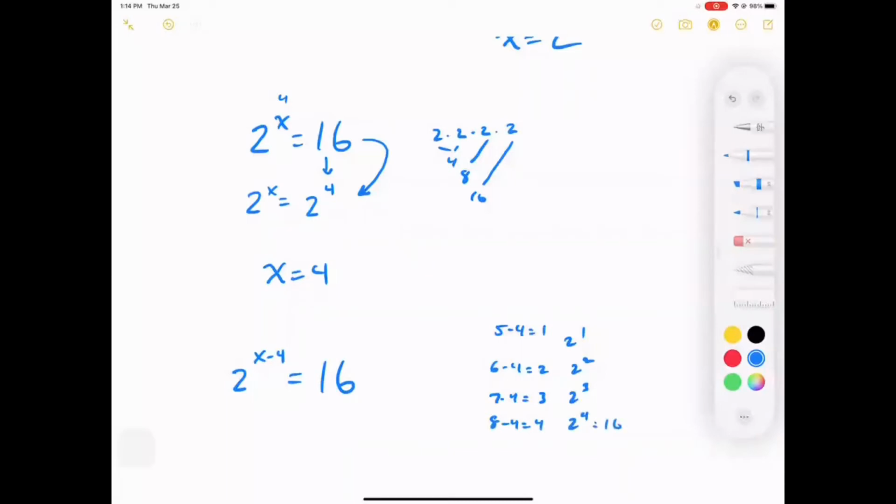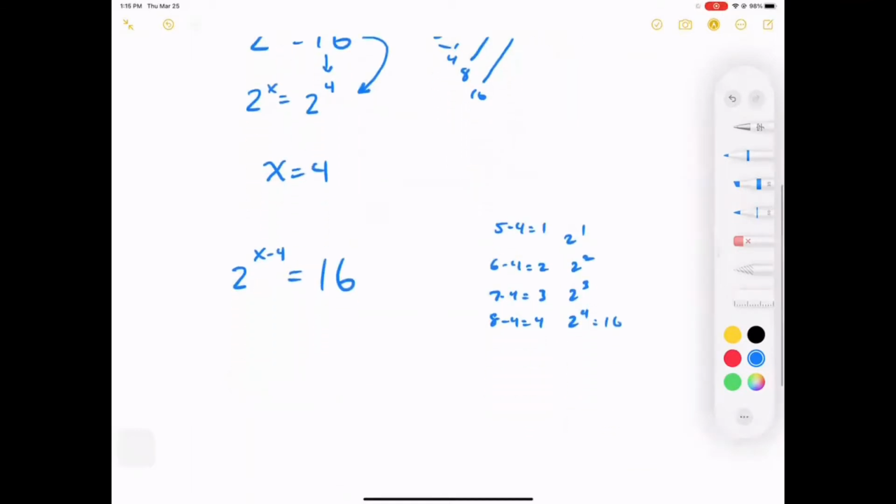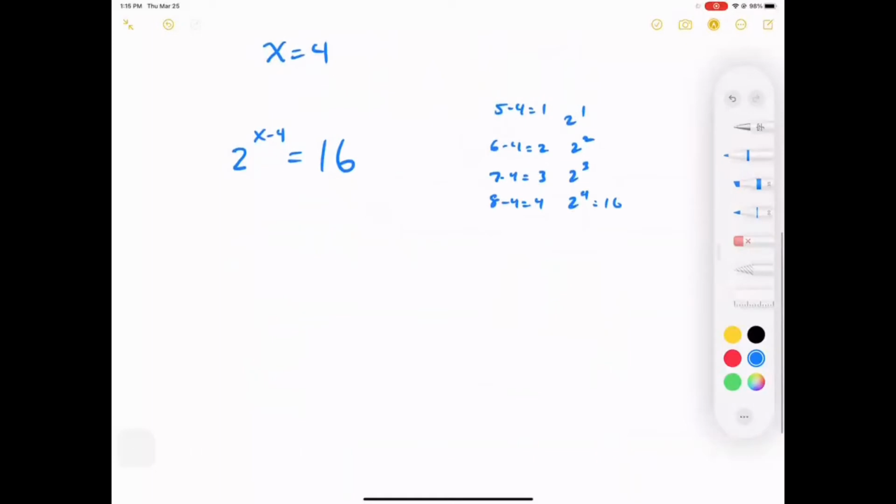We could do it this way, sure. But that goes back to guess and check. And in algebra, our goal isn't to guess and check. Right? We want to have a method for solving this. So we could use logs. And we're going to learn how to use logs later. But right now, let's go ahead and look at an Algebra 1, Algebra 2 approach to this.